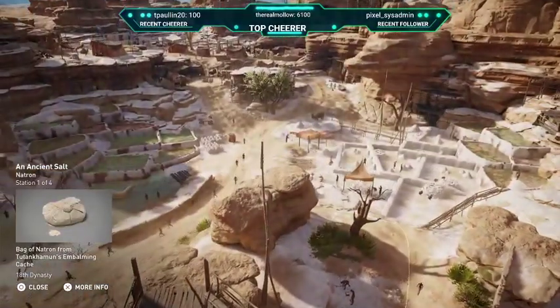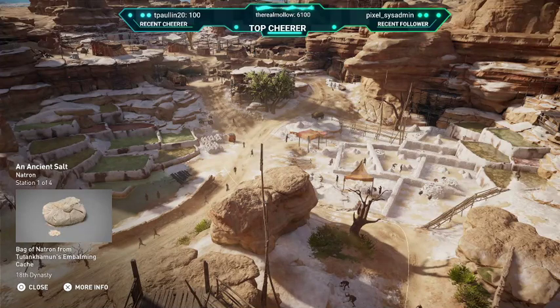Natron is a colorless salt that was used by ancient Egyptians for food preservation, cleansing products, and glassmaking. It was also used in the mummification process.